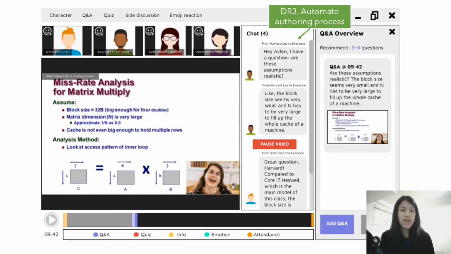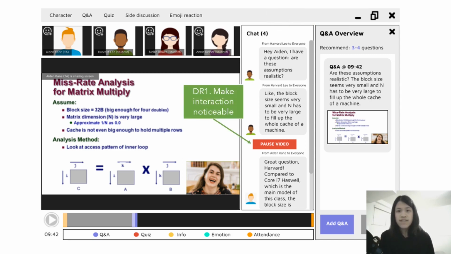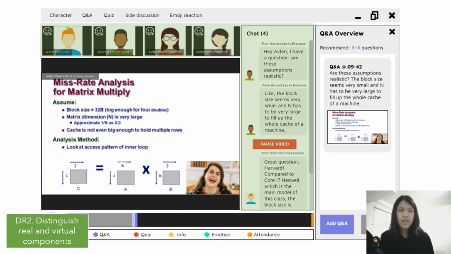You can see that the video is paused before starting the chat conversation in order to redirect students' attention and reduce their cognitive load according to DR1. And we also arrange the interactions so that there is no visual overlap between the real component, that is the lecture, and all the virtual components highlighted in green according to DR2.